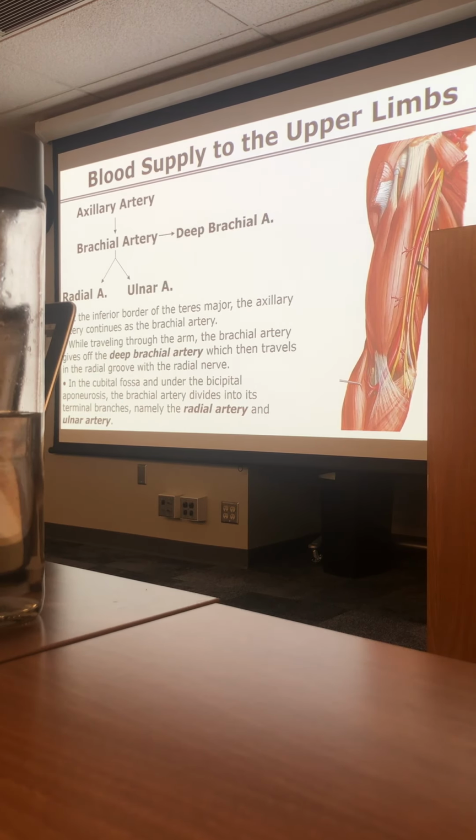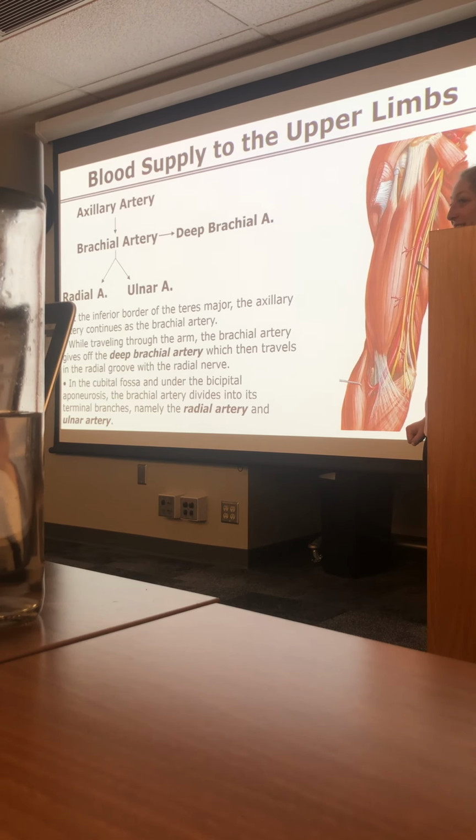Where it's coursing. So our axillary passes the inferior border of teres major, and it changes names to our brachial artery, okay? Our brachial artery is gonna give off this profunda brachii, or deep brachial artery. Our deep brachial artery comes off of this brachial artery. You'll be able to see it in a different image, but it's like coming off right here and going back. And it's gonna travel in the radial groove with the radial nerve.